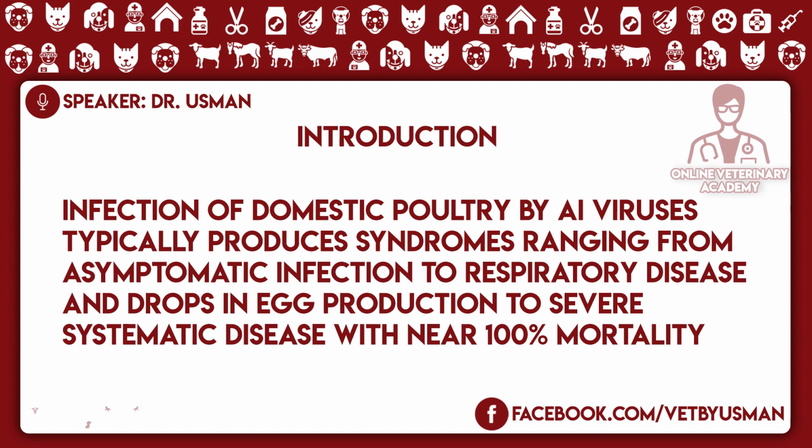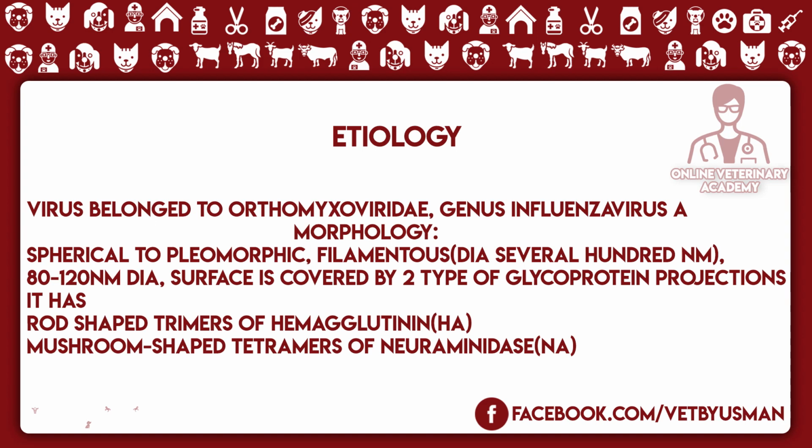Infection of domestic poultry by AI viruses typically produces syndromes ranging from asymptomatic infection to respiratory disease and drops in egg production to severe systemic disease with near 100% mortality. Let's talk about its etiology.